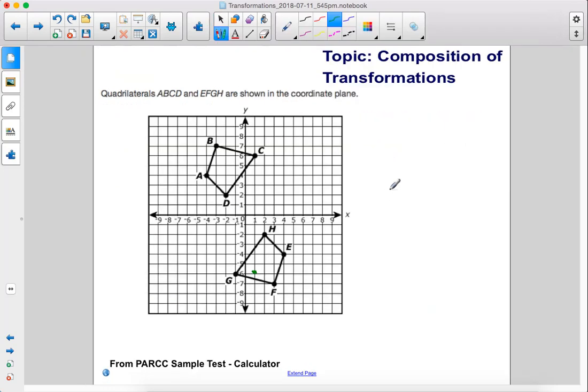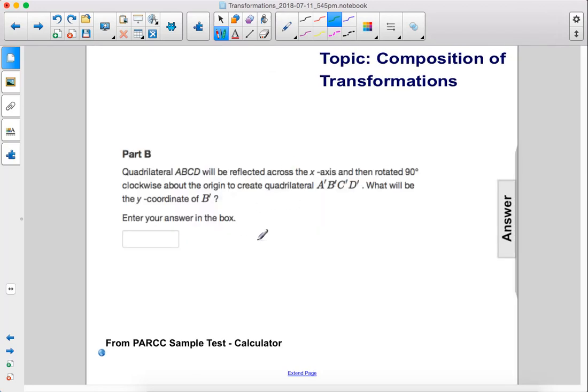All right, we're going to use the same graph here for part B. Quadrilateral ABCD will be reflected across the x-axis and then rotated 90 degrees clockwise about the origin to create quadrilateral A'B'C'D'. What will be the y-coordinate of B'?